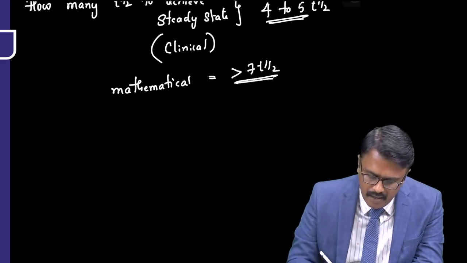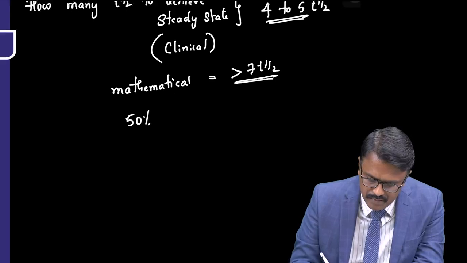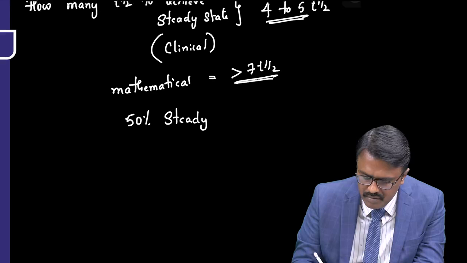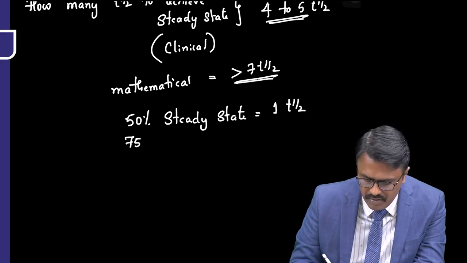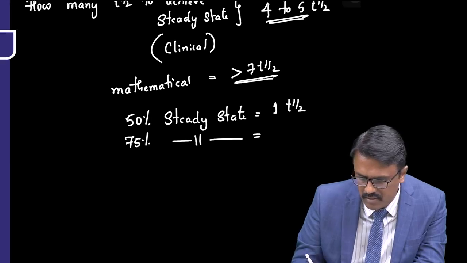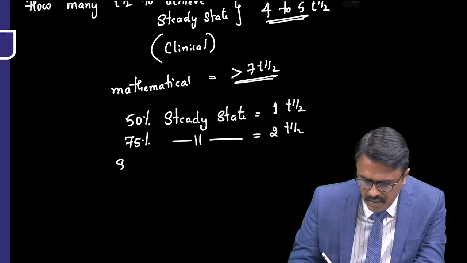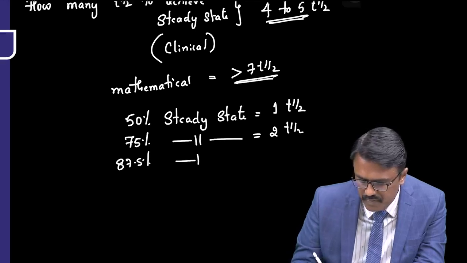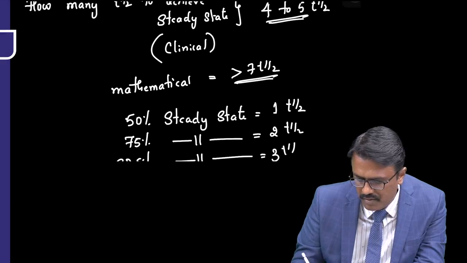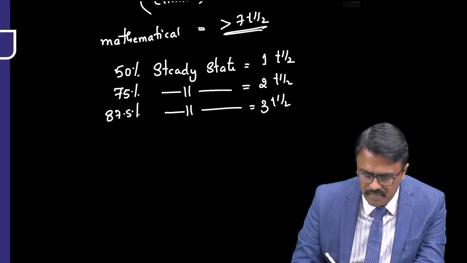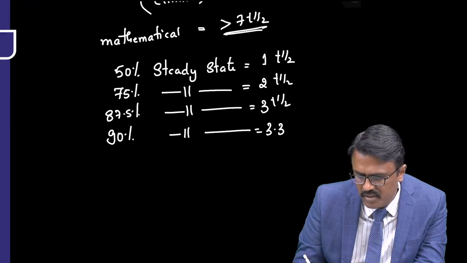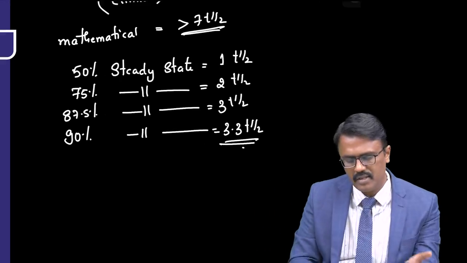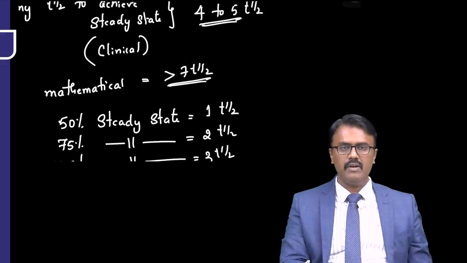Now, if you want to achieve 50% steady state, how many half-lives are required? 50% steady state, you require 1 half-life. That is the time required. If you want to achieve 75% steady state, how much time is required is 2 half-lives. 87.5% steady state, how much you require is 3 half-lives. And very commonly asked in exam, 90% steady state, how much half-life is required is 3.3 half-lives. Please mark this is repeatedly asked in exam. 3.3 half-lives is required for that.